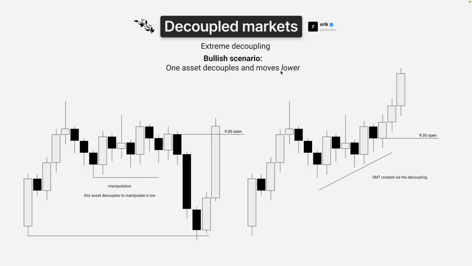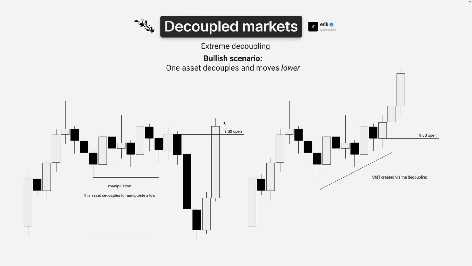One asset decouples and moves lower. In this scenario, you have it opening up and then expanding lower. We fail to manipulate this low. So what happens when we fail to manipulate a key level? We go to the next key level, so we have this low. We went to this low, and this acts as the decoupling, as the manipulation, as if we swept this low on this asset. So naturally, you're going to have an SMT created via the decoupling with this low. I'm going to teach you how to filter out this low as well, because we failed to manipulate that one, but we never got any strength switch here.